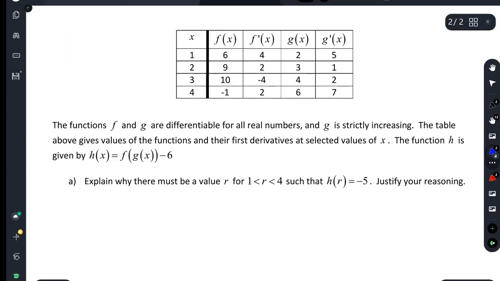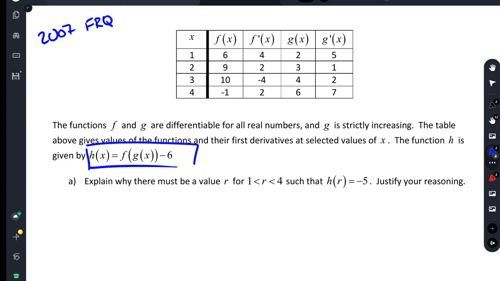All right, so this is kind of the exact same question, but with a little bit of a harder step to it. And this was actually from the 2007 FRQ. And so they gave us this h of x. The nice thing about it is we can't solve these problems unless we write out our values. So it says, explain why there must be a value r for 1 less than r less than 3, such that h of r equals -5.